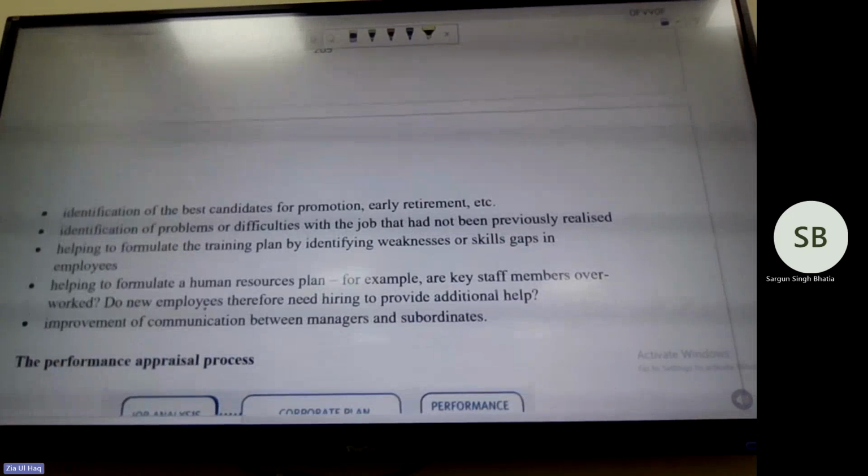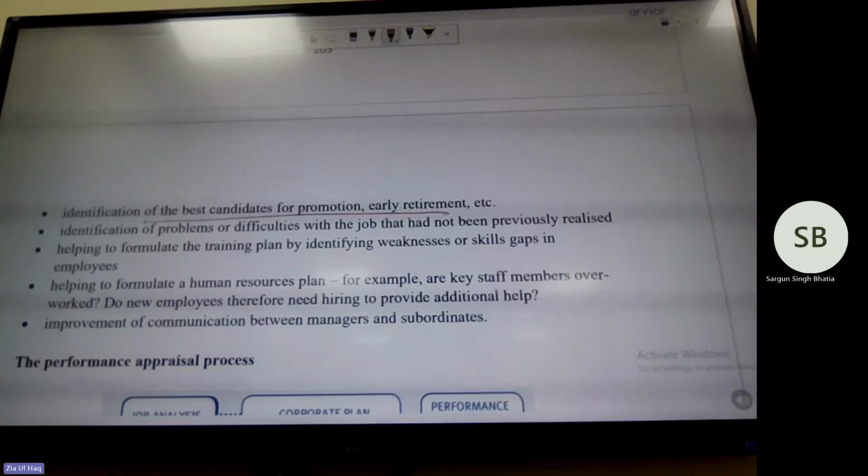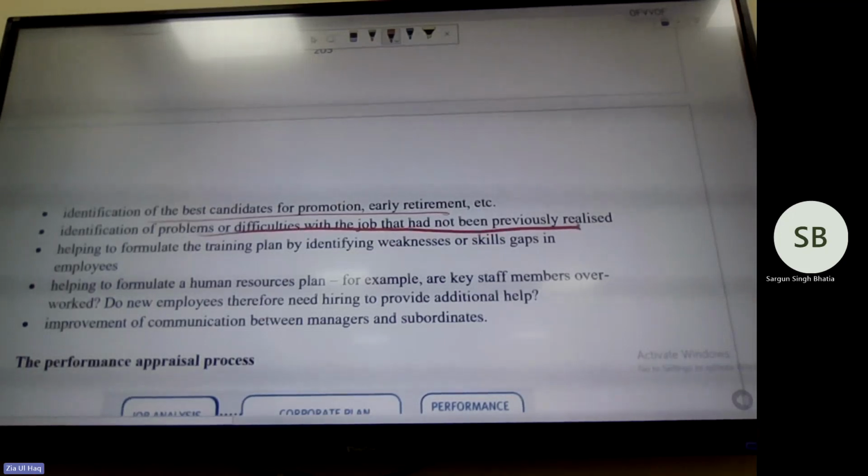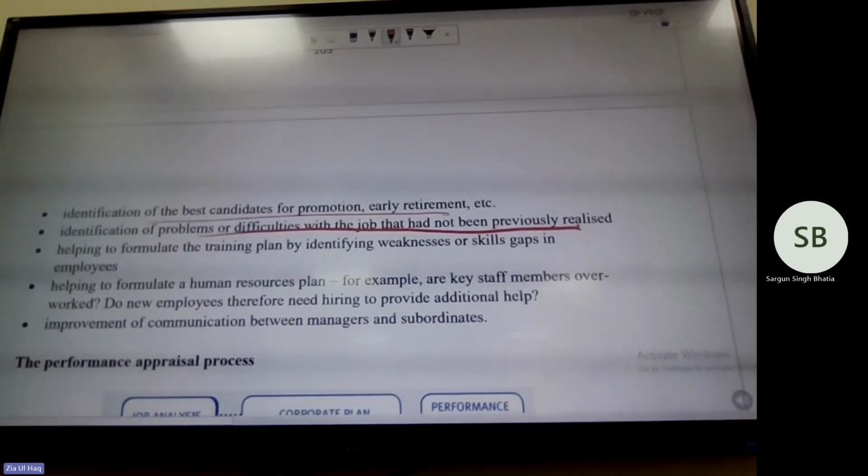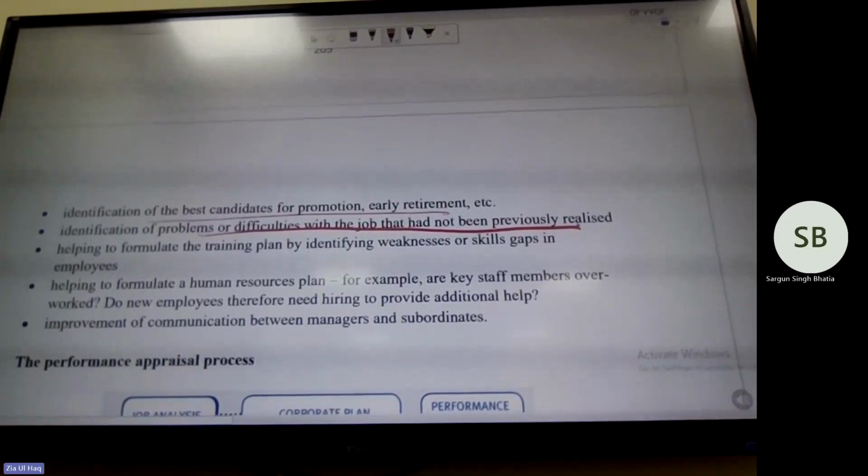What are the benefits for the organization? Identification of the best candidates for promotion or early retirement. Through performance appraisal, the organization can decide whether we should promote this employee or not. Identification of problems or difficulties within the job that had been previously realized. Problems relating to employees can be identified. If in the previous performance appraisal he had any problems, then in the current performance appraisal, you will be able to identify whether those problems have been eliminated or not.